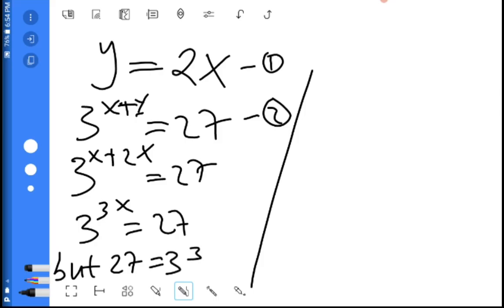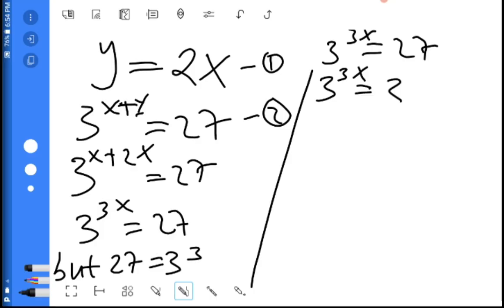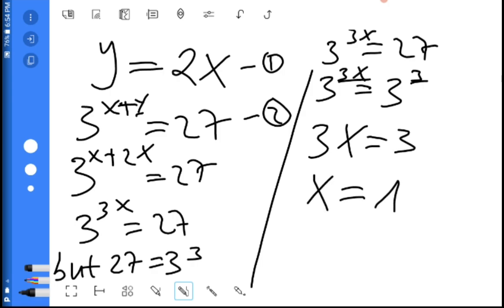So now we're going to put that here. Since we have 3 raised to the power 3x equal to 27, we are saying that 3 raised to the power 3x is equal to 3 raised to the power 3, because 27 is 3 raised to the power 3. So now since the bases are the same, the exponent or the power must also be the same, meaning that 3x is equal to 3. And if we divide both sides by 3, our x is equal to 1. And work is done.